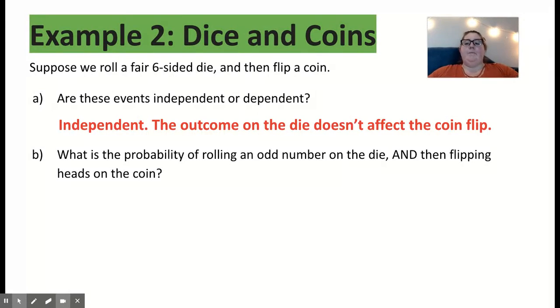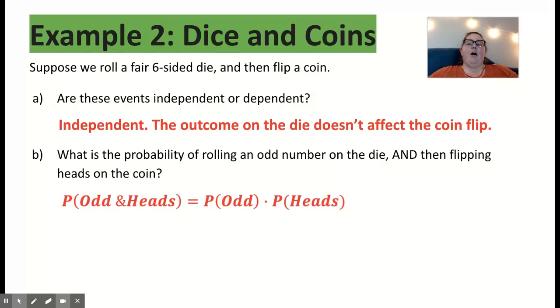So they're independent. So part B, what's the probability of rolling an odd number on the die and flipping heads on the coin? So we want the probability of odd and heads. Our rule that we just learned says, as long as they're independent, which they are, I can just multiply the probability of odd times the probability of heads.